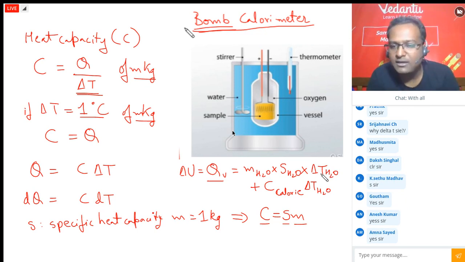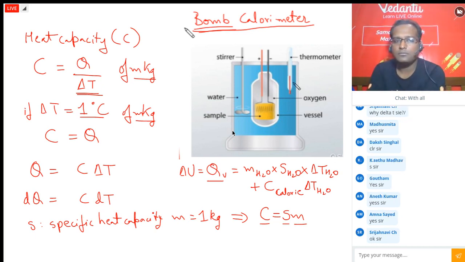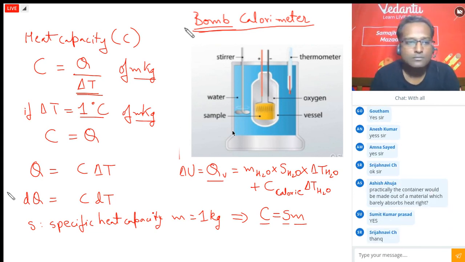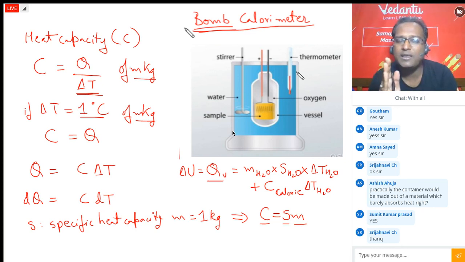Why delta T? Delta T is the temperature rise in water. If the system is losing heat to water around it, the water's temperature will increase, which will be noted by the thermometer. Yes, Ashish. Outside container is generally made of wood, old construction. Now I will make it up of a thin layer of ceramic with vacuum so that no heat is lost.